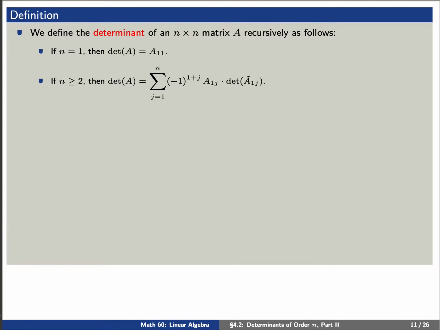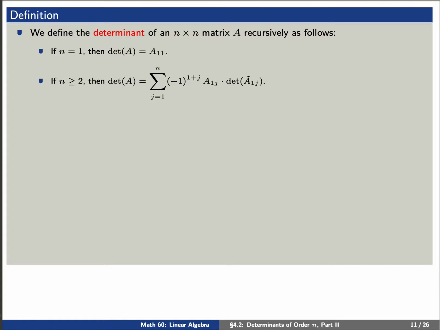Let's make a definition here. We'll define the determinant of an n by n matrix A recursively as follows. If n is equal to 1, that is, our matrix only has one entry, then we'll define the determinant as that entry, A11. On the other hand, if n is greater than or equal to 2, then we'll define the determinant by summing over the first row.